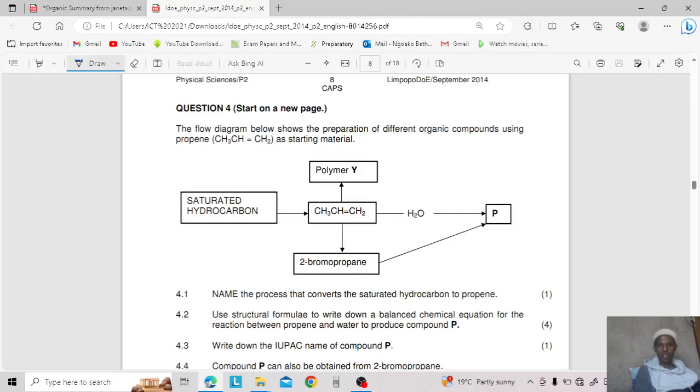Let's look at an exam revision of the organic reactions. It's a trial paper from Limpopo 2014. The flow diagram below shows the preparation of different organic compounds using propene, which is the structural formula, condensed, molecular formula as study material.